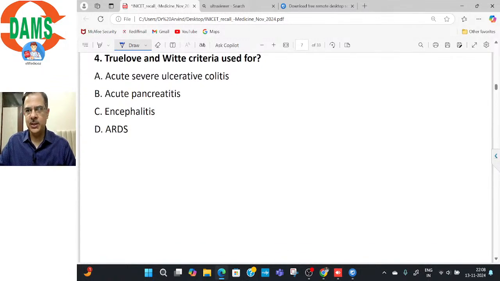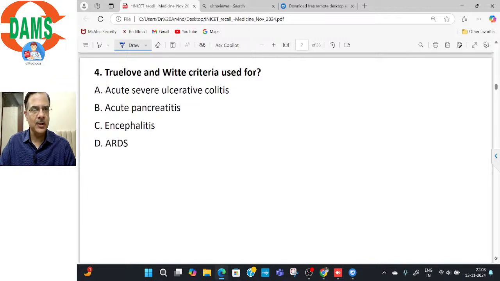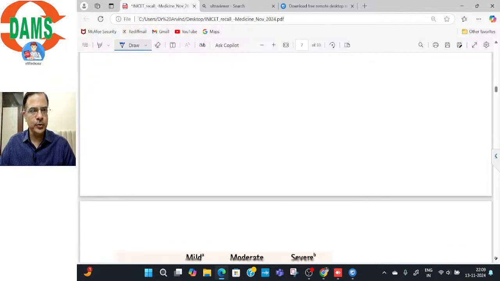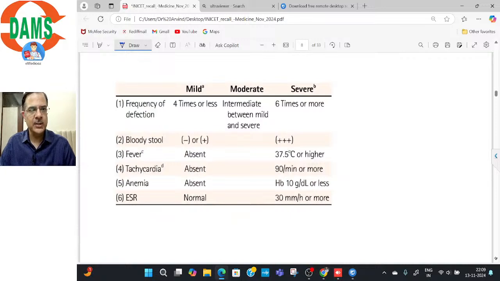The next one is a slightly high level question on criteria. They have just asked in which condition the criteria are used, not the details of what the components of those criteria are. The Truelove and Witts criteria is used for the classification of acute severe ulcerative colitis. Based on these criteria, it is divided into mild, moderate and severe. The parameters used are, first, the frequency of defecation.